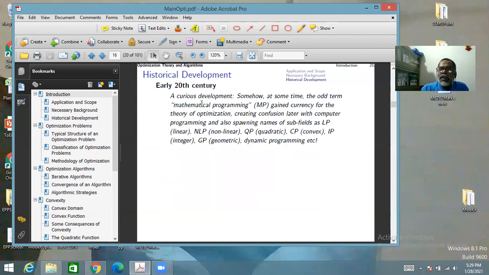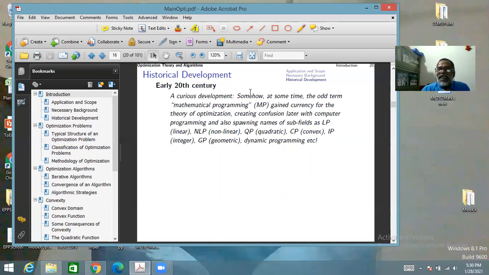In early 20th century, a curious development took place. Somehow, at some time, the odd term mathematical programming gained currency for the theory of optimization. And later it created confusion with computer programming many times. Okay, but no, that is a mathematical framework of solving optimization problems. That was called mathematical programming.